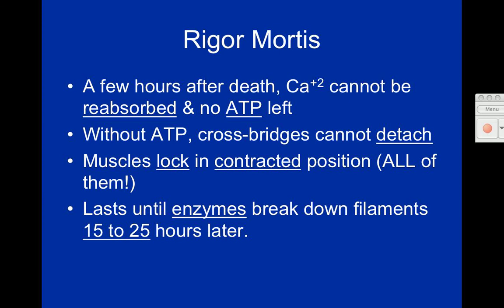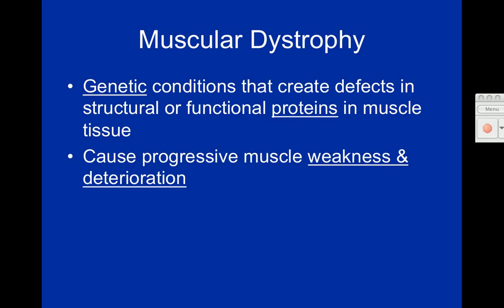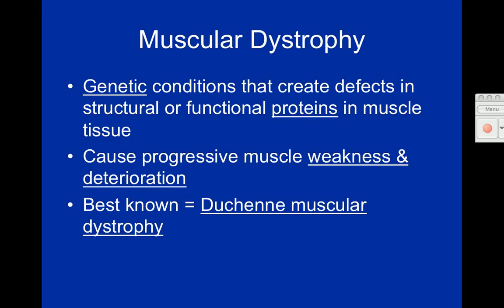The other one I want to talk about is a condition called muscular dystrophy. Now, this is a genetic condition, and what it does is it creates a defect in either the structural proteins or the functional proteins in muscle tissue. There are many different types of muscular dystrophy, so to talk about one specifically is kind of hard. But basically, all of them have the common feature that they cause progressive muscle weakness and deterioration. Now, the one that we know the most about is a genetic one called Duchenne muscular dystrophy.